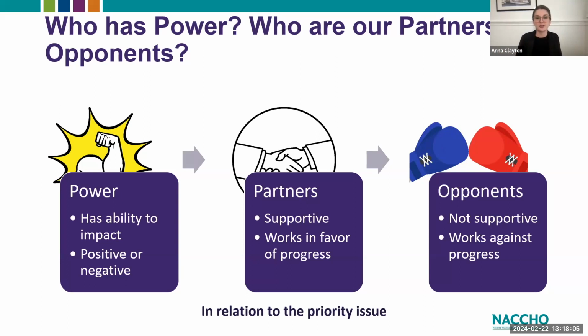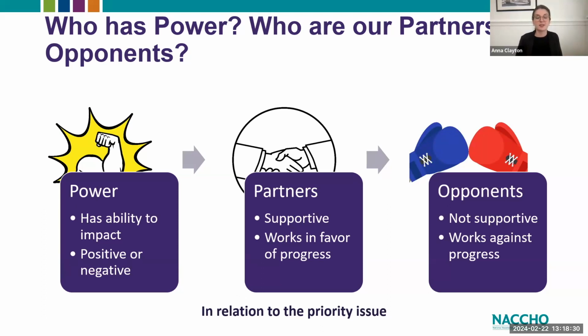Second is partners. Who is aligned with you on this issue? Even if they don't have the power to affect the change, who are going to be your allies? So these would be those who are also looking to make a change because they are impacted by the issue, or it could be other organizations who agree on the need for action. They might already be working on the issue, and they can provide support potentially to help you make progress.